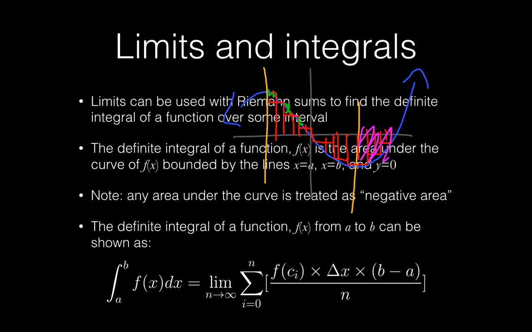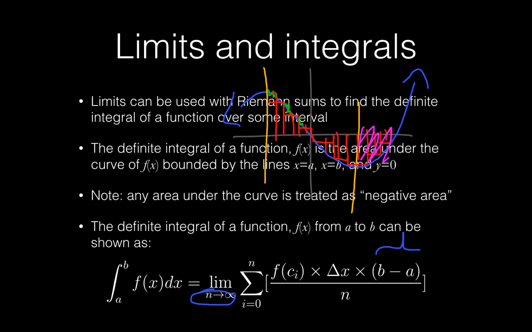What we can say is that the definite integral of a function, f of x, from a to b is equal to the limit as n approaches infinity of the sum, where i starts at 0 to n, of f of c sub i times change in x, where change in x is b minus a over n.